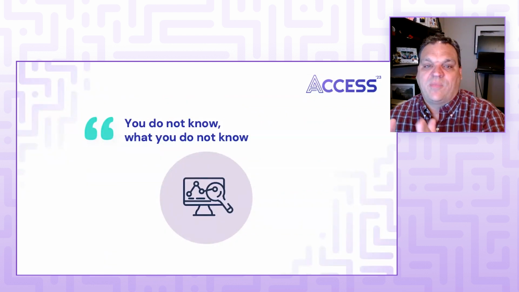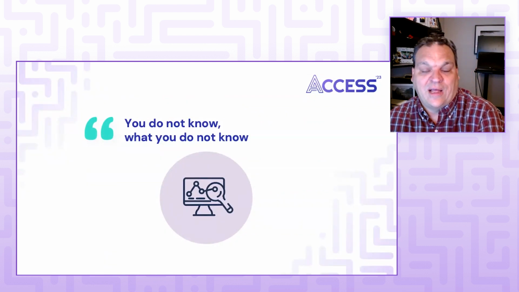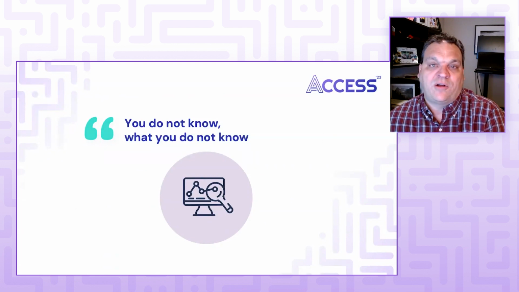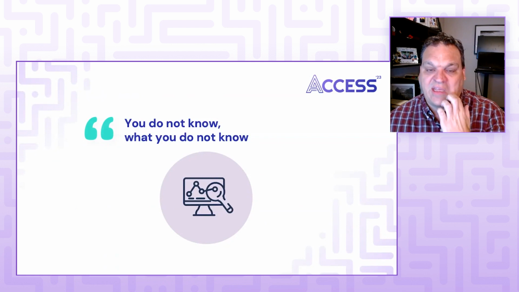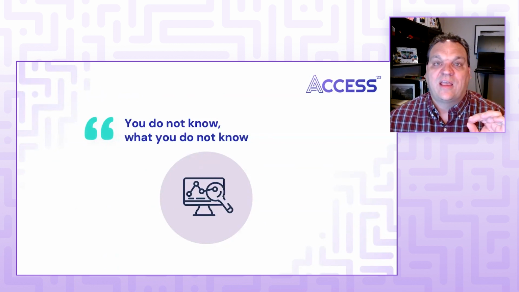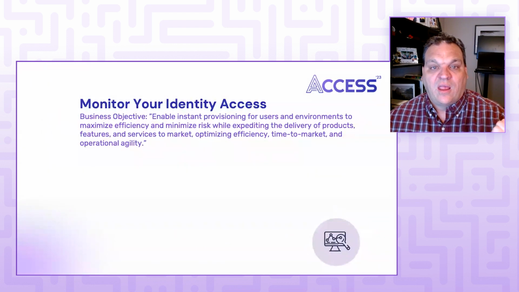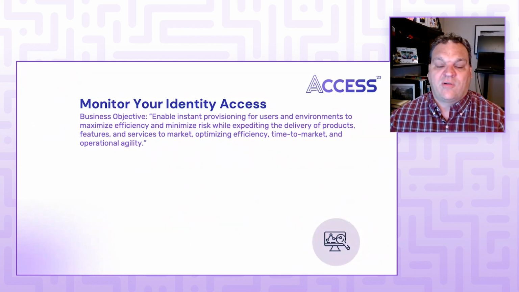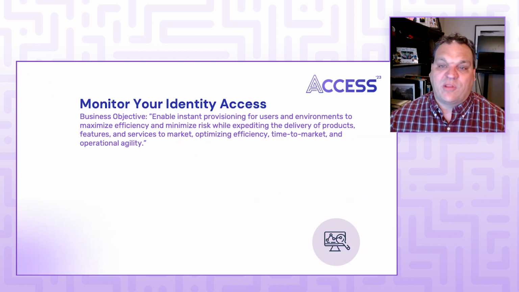So what's our next step? You don't know what you don't know. And this one I know is a little bit more cliche. At the end of the day, monitor, right? The key to identity access is to really baseline, build what you're going to do, but then monitor it. Again, monitoring, you want to tie to your business objective. You want to be so confident in your monitoring that you can instantly provision users and environments, right? I mean, that is the goal. That's how you enable the business. That's how you speed delivery to market and how you drive efficiency.